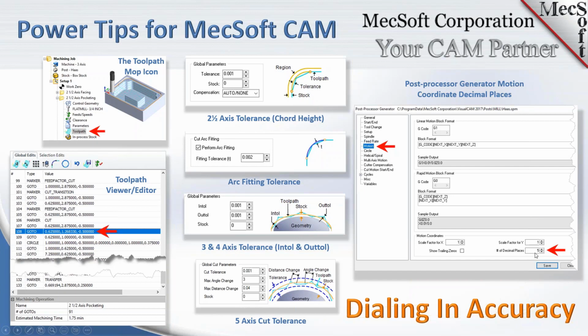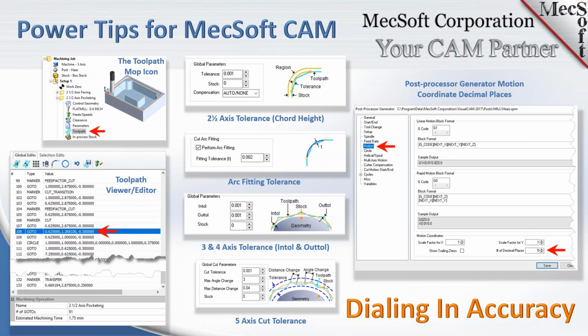So this one is set to 5 right now. This is 5 decimal places. When you post the code, you'll see 5 decimal places to the right of the decimal point. So that's just accuracy in a nutshell.